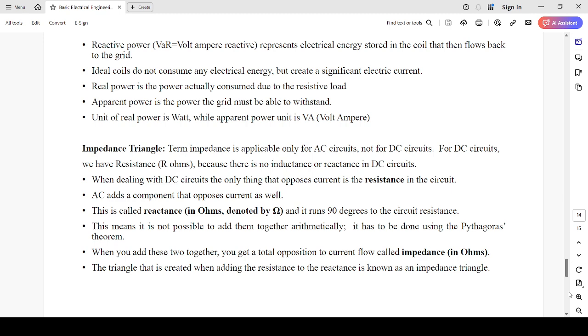Ideally, the coils don't consume any electrical energy, but they create a significant electric current. So the real power is the power actually consumed in the resistive load, and the apparent power is the power that the grid must be able to withstand. The unit of real power is always watts, whereas the unit of apparent power is volt-ampere. The unit of reactive power is volt-ampere reactive.